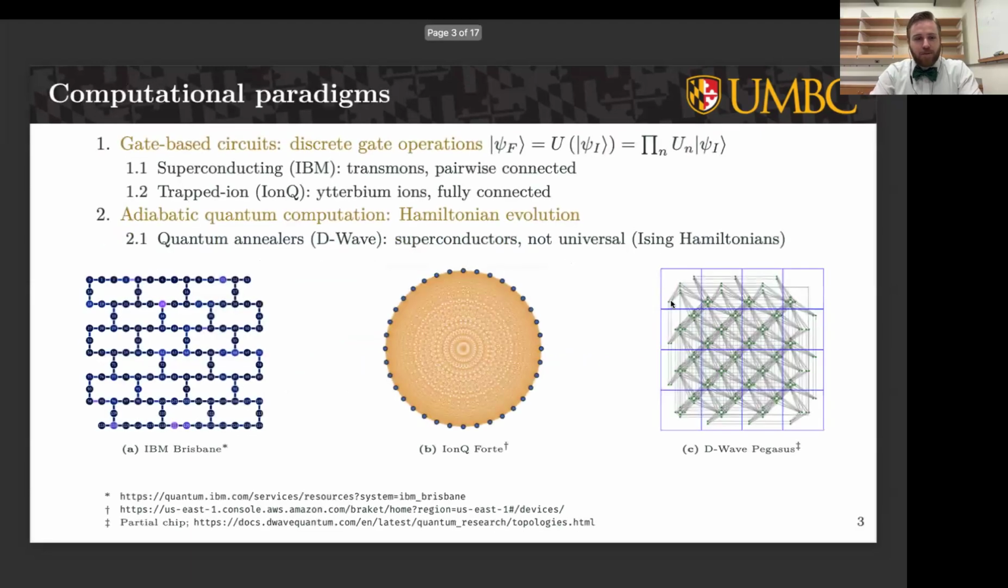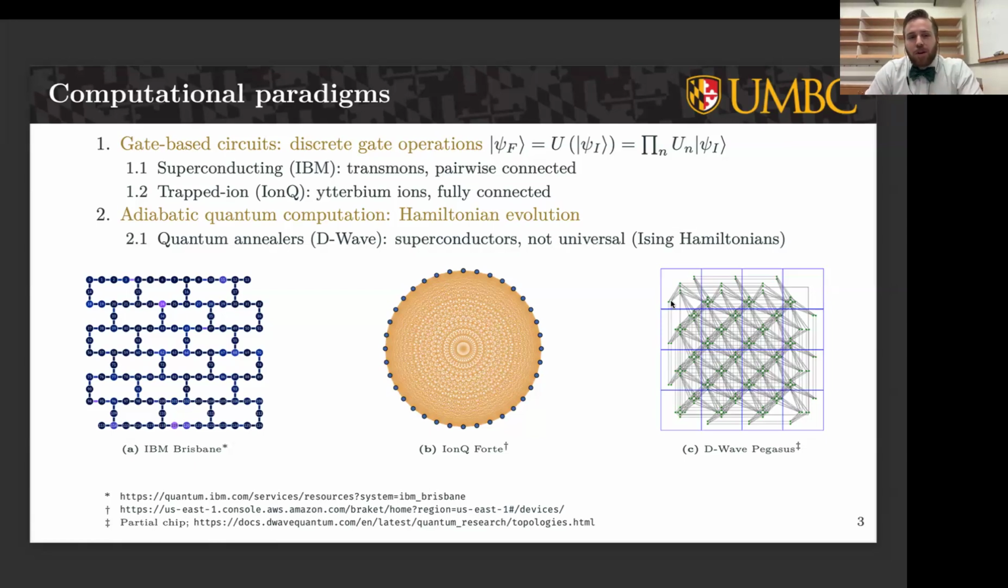Now we'll get into background material. The first thing I'll talk about are the different computational paradigms, which is probably familiar to those on the call or watching the video. So I'll go through this quickly. There are two leading quantum computational paradigms right now. Arguably, there are others, but two that there's a lot of actual hardware for. The first is the gate-based quantum circuit model, and the second is adiabatic quantum computation.